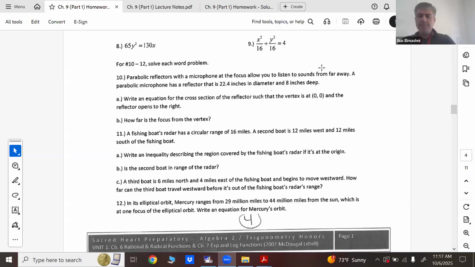I searched it up and I was like, the parabola just bounces stuff. So parabolic reflectors of the microphone at the focus light to listen to sounds from far away. A parabolic microphone is a reflector that's 22.4 inches in diameter at 8 inches deep.